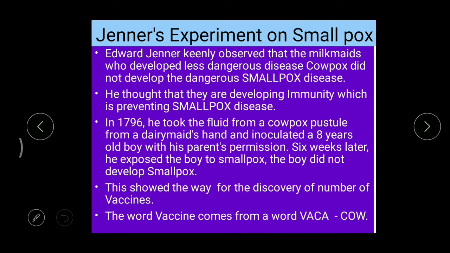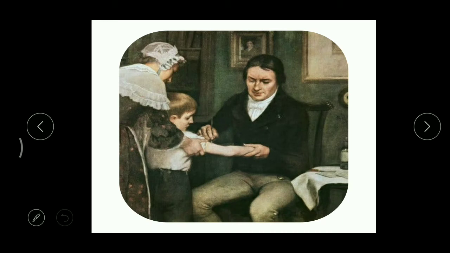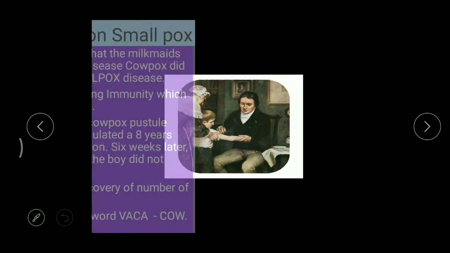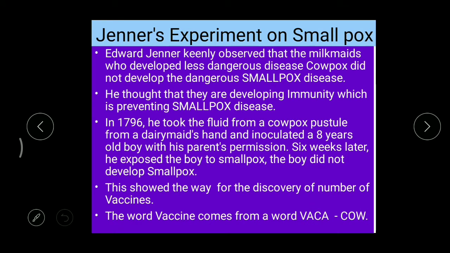That is Jenner's experiment on smallpox. Here when you observe this picture, you can find that this is Edward Jenner, and this Jenner is giving the vaccine, that is a smallpox vaccine, to the child. Okay, now let's see how he is able to prepare that, and what is the story behind that.